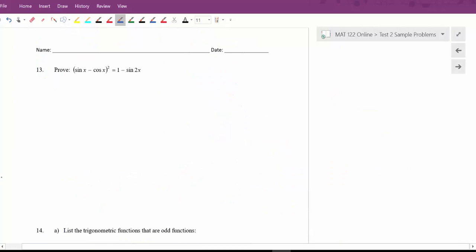Okay, next problem is a proof. There's one more proof. This one's actually pretty easy too. So again, we're going to start like this. We're going to write the proof, pick a side. It's probably a little simpler to work with the left side on this one. So write it down, write an equal sign. Now what we're going to do is multiply this out. This looks like you just need to do multiplication, FOIL, distributive property.